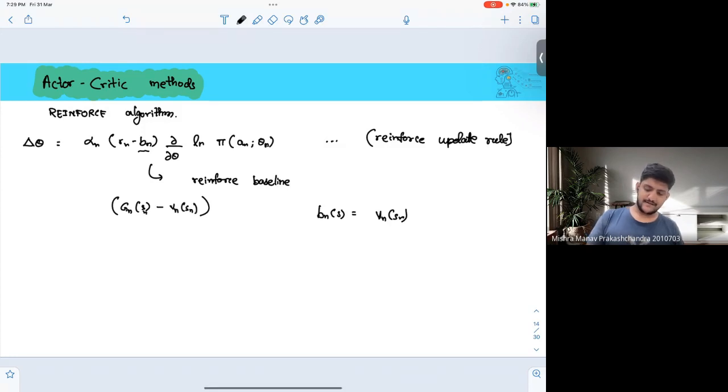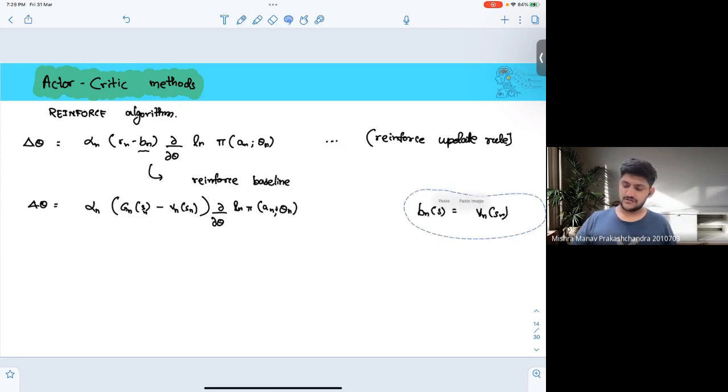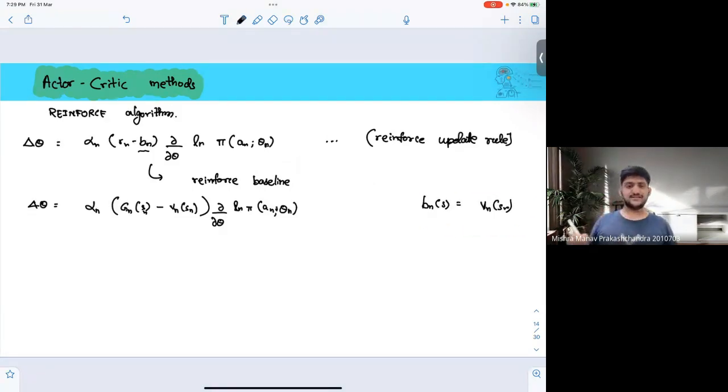This is Sn, this is alpha n, and I still have the d by d theta of ln pi a n theta n. Okay. So now notice in the policy gradient method, there again comes the occurrence of a value function. So here there is an occurrence of the value function when I'm making an update for the policies.